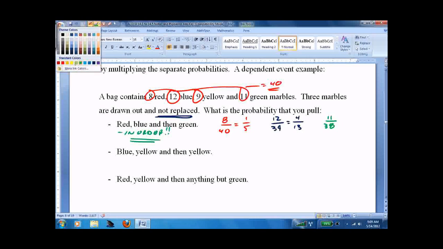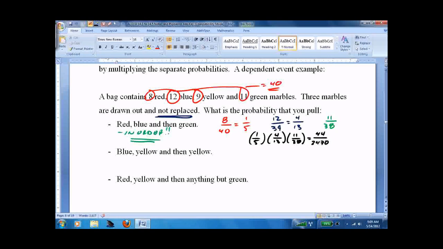You're probably thinking pretty small, and you'd be right. You got to take all these and multiply them up. 1/5 times 4/13 times 11/38 gives you 44 over 2470, which is 22 over 1,235, which is a pretty small chance.